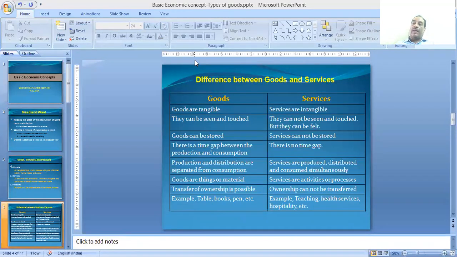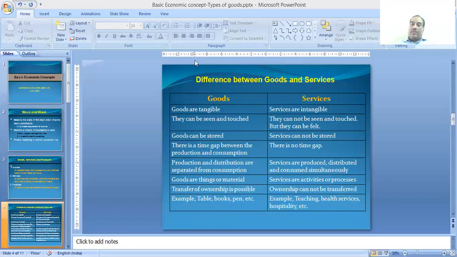So I am producing my services. I am delivering the lectures, and it is distributed. It is going to you. It is transferred to you, and you are consuming this. You are utilizing my services. So all three things are happening simultaneously at a time. So there is a difference between the production and distribution pattern in case of goods and in case of services.